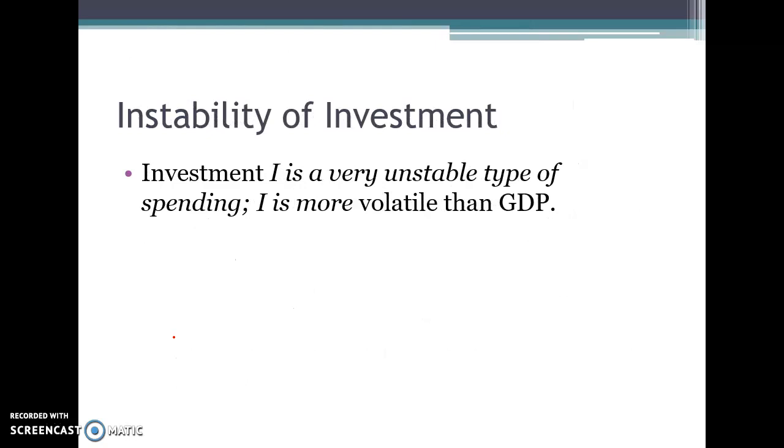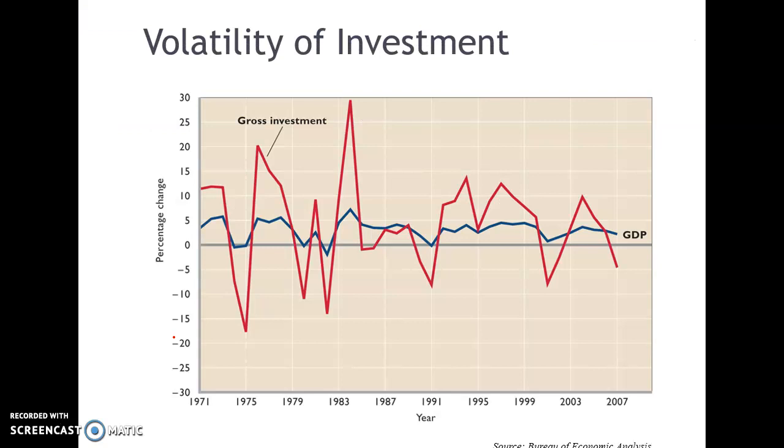Instability of investment. Among the GDP, there are four components: C, that is consumption; I, that is investment; G, that is government expenditures; and X, that represents net exports. Among all four variables, investment is a highly unstable and highly volatile factor. So this is an example. This is data which I have taken for the case of Pakistan, and you can see that this red line represents gross investment, and this blue line represents the changes in GDP. Then you can see that investment is much more volatile as compared to GDP.